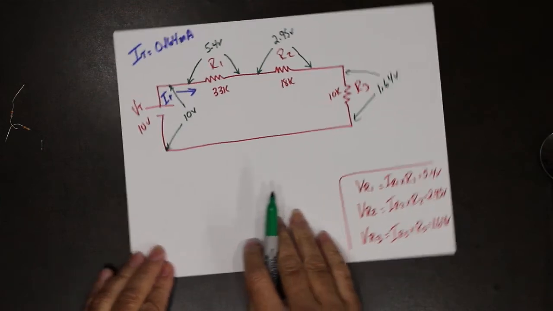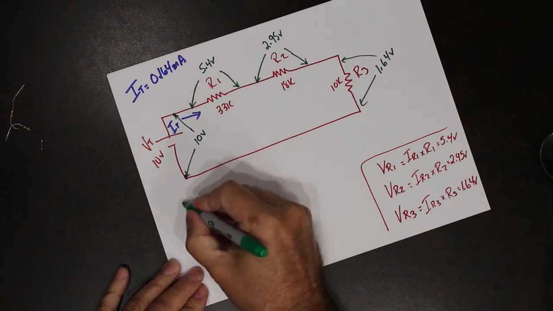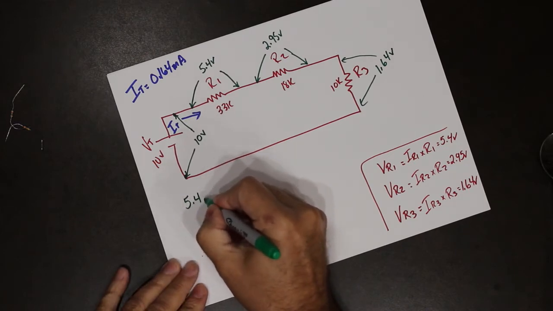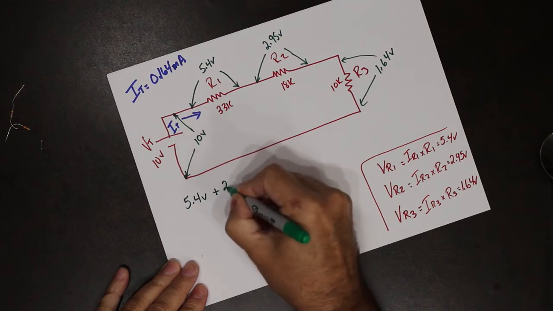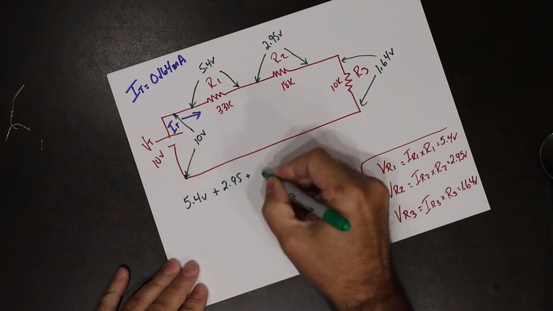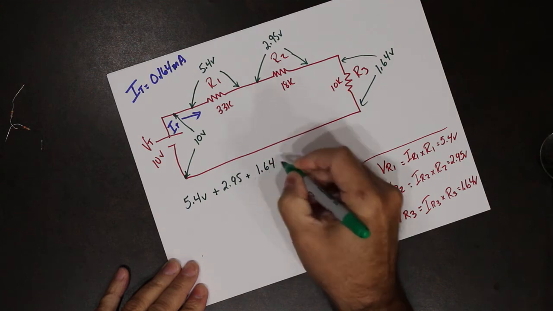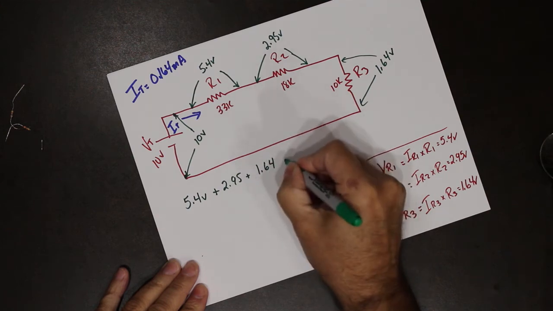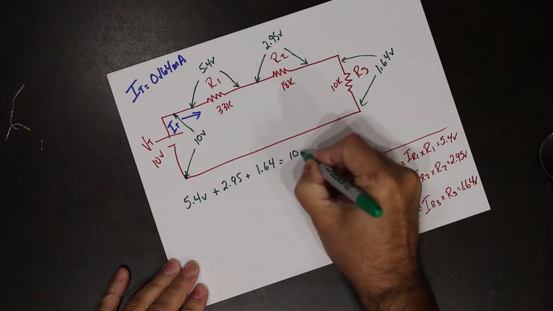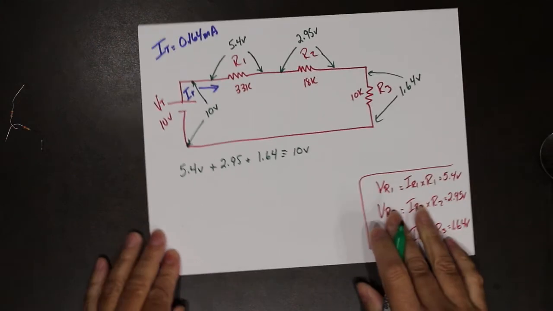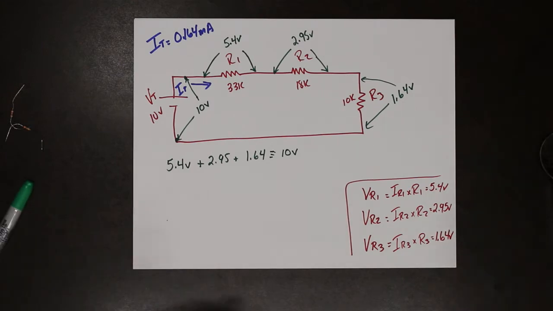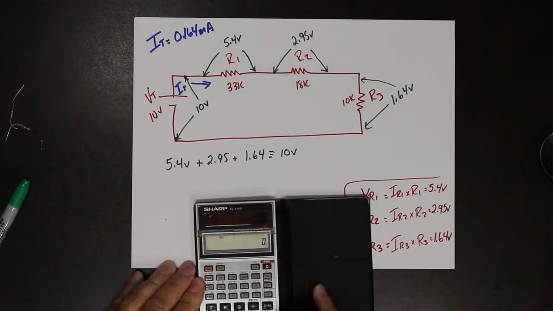If you look, you will find that 5.4 plus 2.95 plus 1.64 equals 10, or approximately, with rounding error. So let's take a look. 5.4 plus 2.95 plus 1.64. 10 volts.